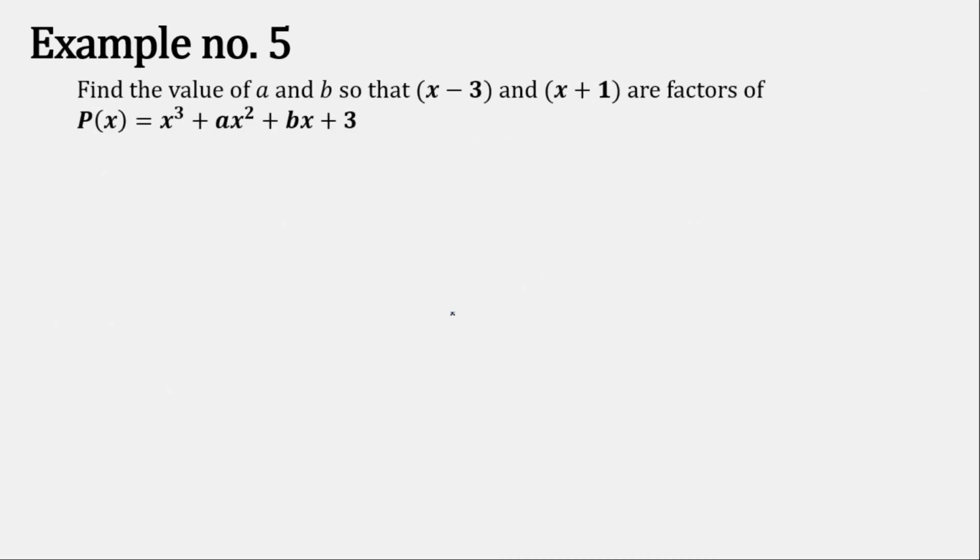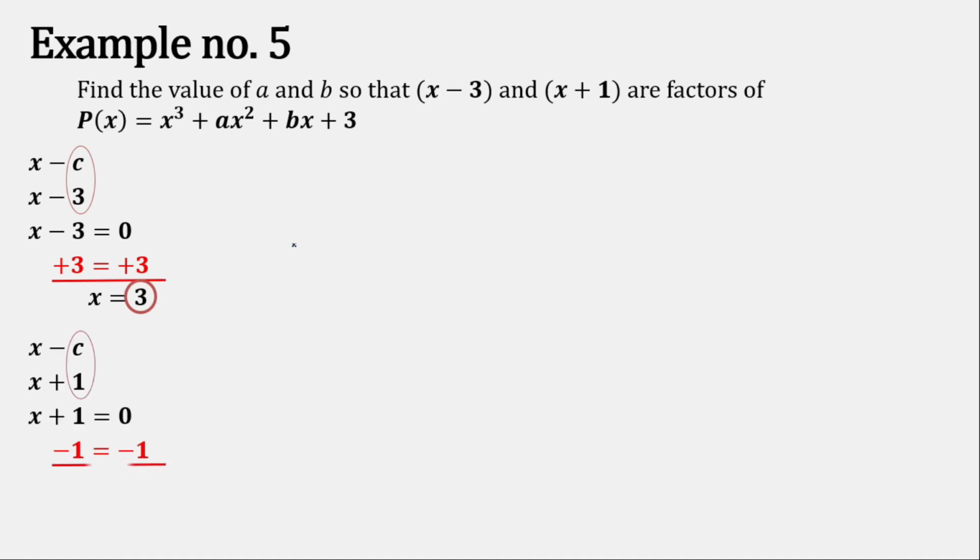Find the value of a and b so that x minus 3 and x plus 1 are factors of the polynomial x cubed plus ax squared plus bx. Let's put some dots here. So we need to find the value of a and b so that these two will become factors of it. Now imagine that we're going to divide this polynomial with this divisor. So all we have to do is to find the remainder for each divisor.